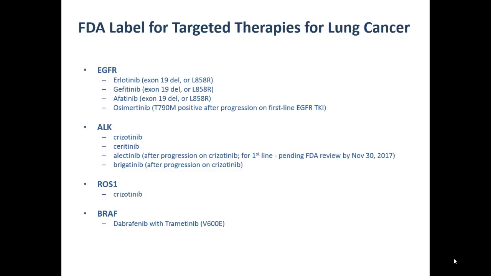of these three. And then for ALK mutation, we have Crizotinib, Ceritinib, Alectinib, and Brigatinib approved, and these two in the front line, but this one after progression with, like in this case, either or, and in this one, only Crizotinib.